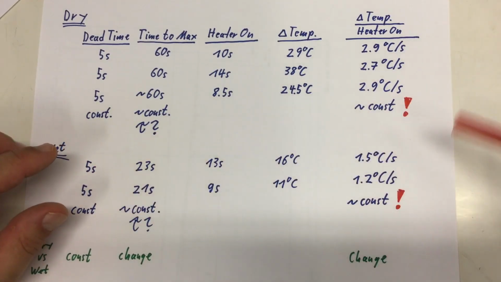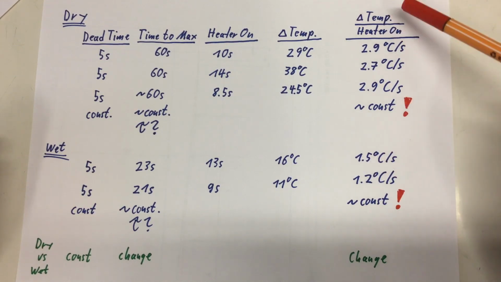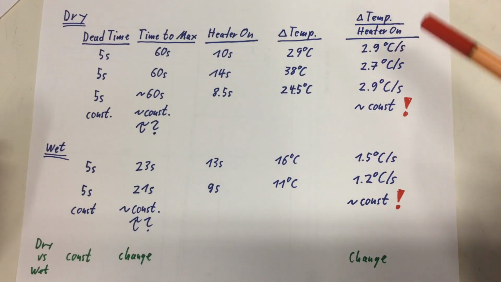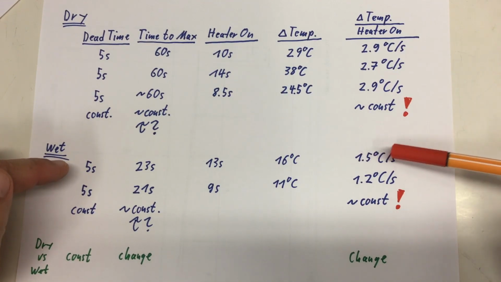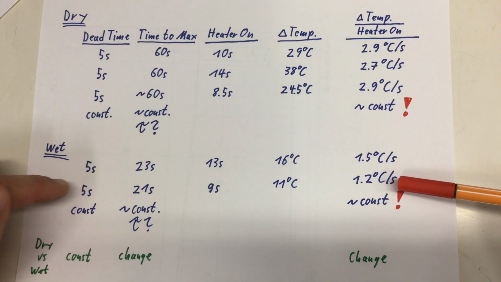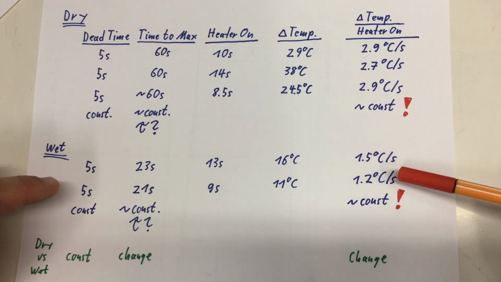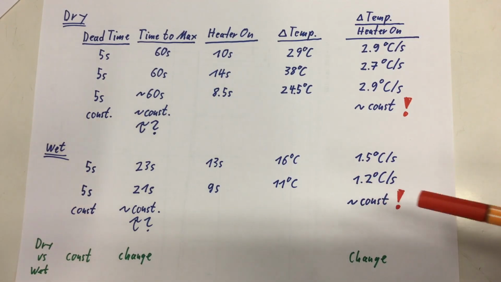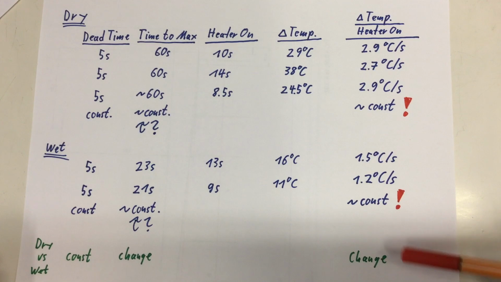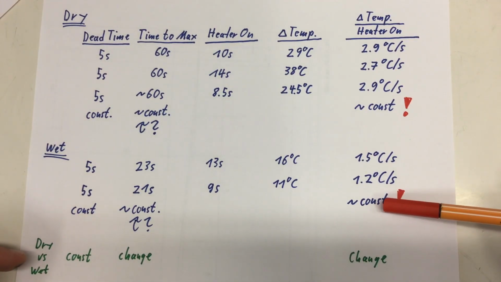Putting the numbers also in our table and just looking here at the temperature change per second heater on, we get for the first one wet 1.5 Celsius per second, and for the second one 1.2 Celsius per second. So also aboutish constant. Of course, that changed between wet and dry runs.